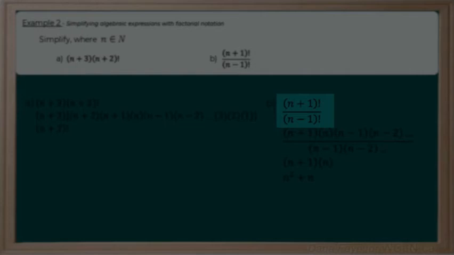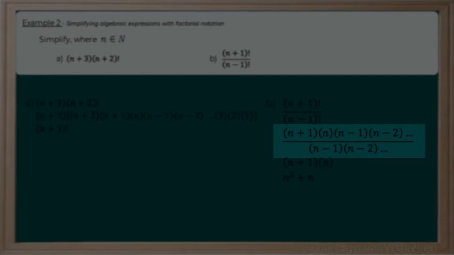I'm going to start by writing out some of these factors. So let's start on the top. I've got n plus 1 factorial, so my next factor would be n, and the one after that would be n minus 1, n minus 2, and so on and so forth. Now, if I expand the denominator, I would start with n minus 1, which means that my next factor is going to be n minus 2, and then I'd have n minus 3, and so on and so forth.